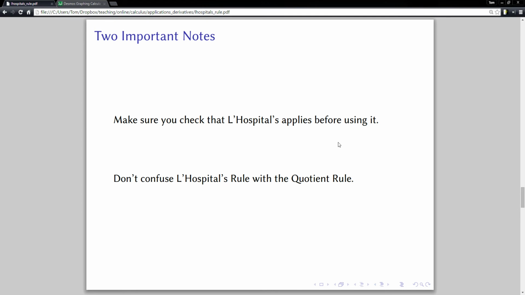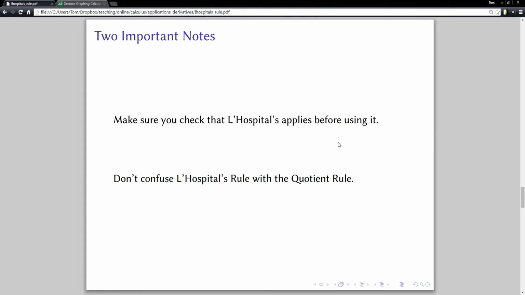Secondly, don't confuse L'Hopital's rule with the quotient rule. They don't have anything to do with each other. The quotient rule is if you want to take the derivative of f divided by g. Here, we're not doing that. That's not what L'Hopital's rule says. It doesn't say take the derivative of f divided by g. It says if you've got a limit and it's f over g, if you're in the 0 over 0 or infinity over infinity case, then just look at the limit of the derivative of the top over the derivative of the bottom. So nothing to do with the quotient rule.